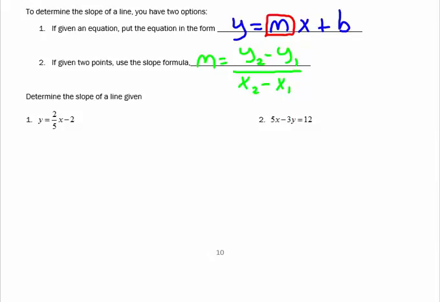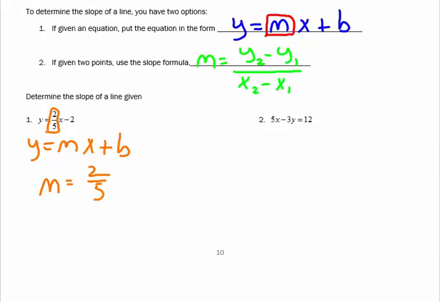Determine the slope of a line given, number 1, y equaling 2/5 x minus 2. Well, it's given an equation, so we're going to have to use the first option. It's already in the form of y equals mx plus b, so all we need to do is take the number in front of x. So my slope is 2/5.